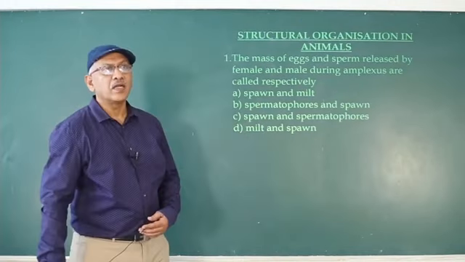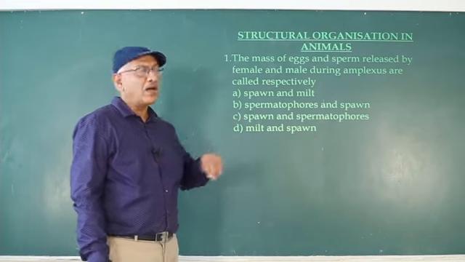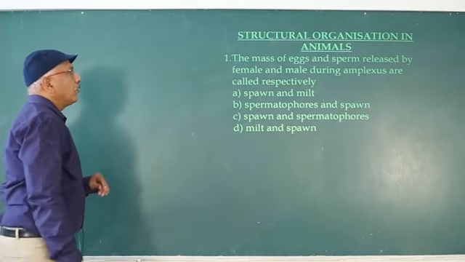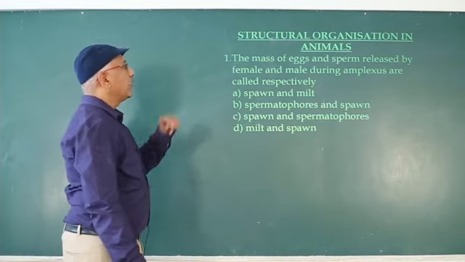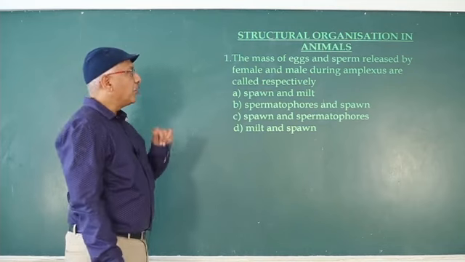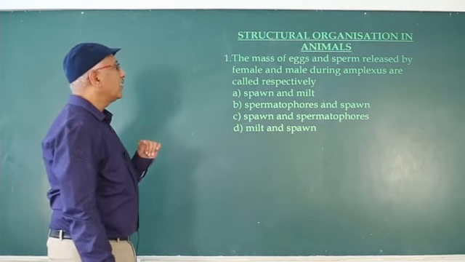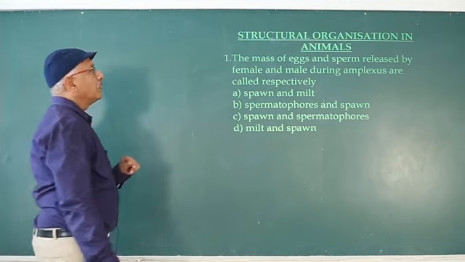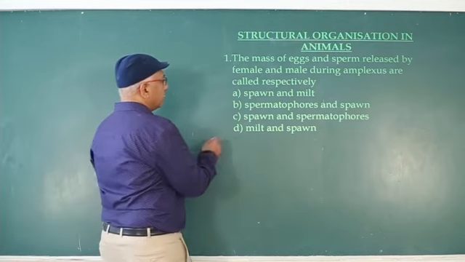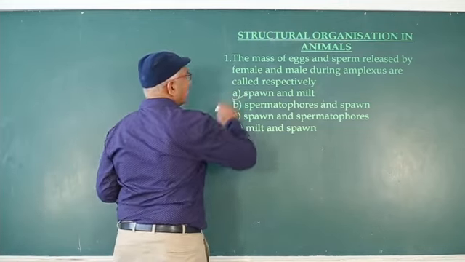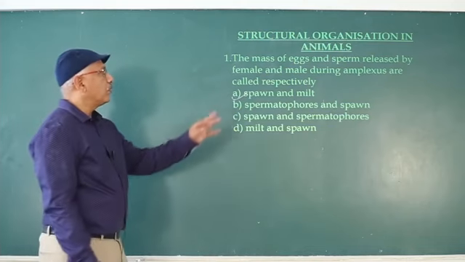Now we discuss the remaining questions of structural organization. The mass of eggs and sperm released by female and male during amplexus are called, respectively, the mass of eggs known as spawn and the mass of sperm known as milt.